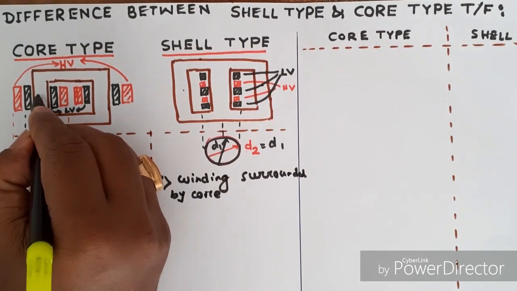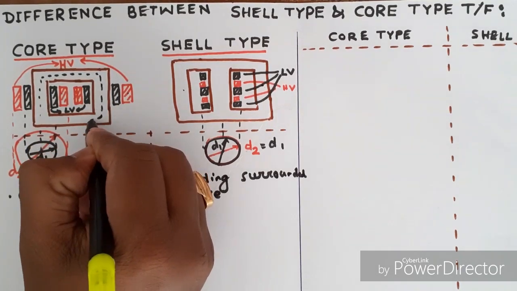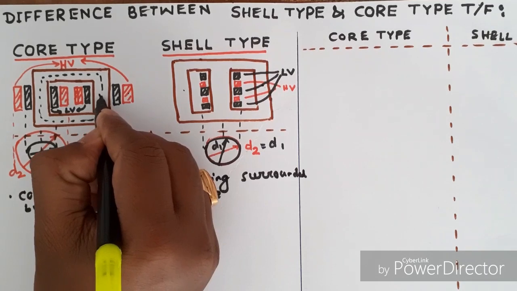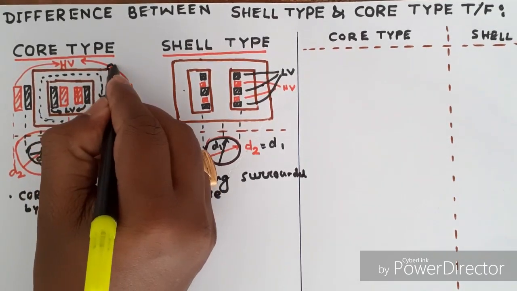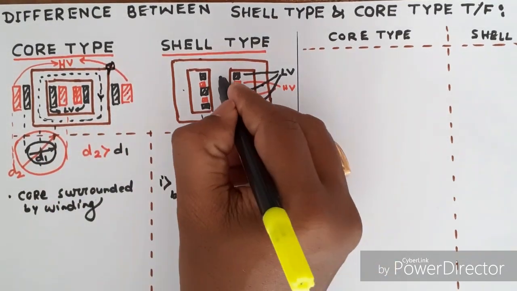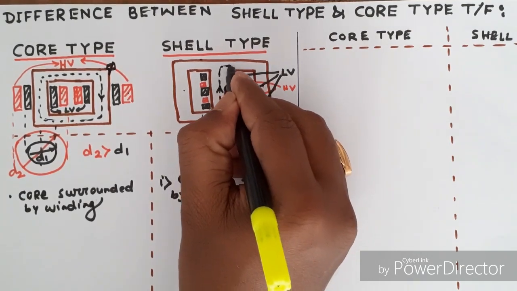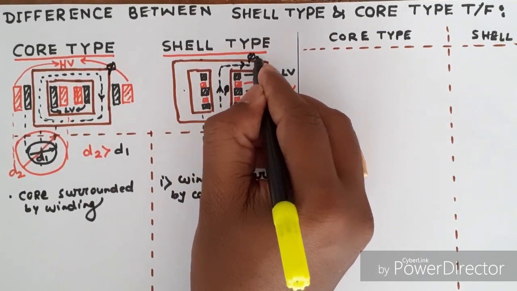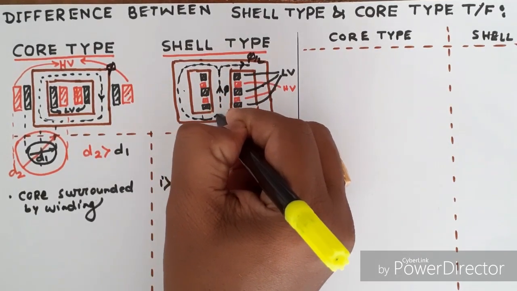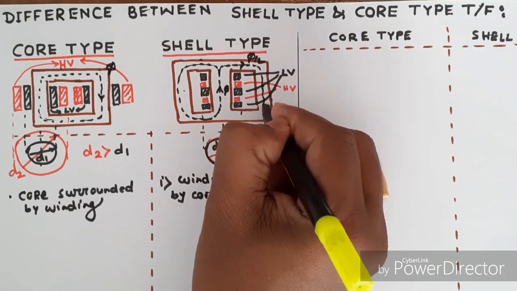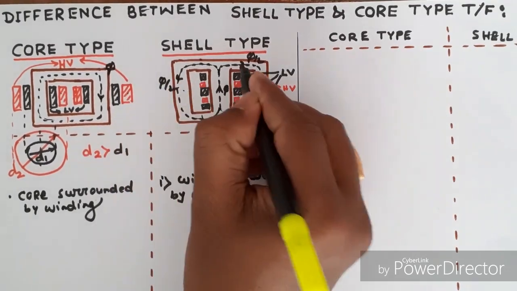Here, for passing of flux, only a single path is there, and all over the core the flux is phi. In shell type transformer, the flux phi is divided into two parallel paths, phi by 2 and phi by 2. Phi by 2 returns back here, and this phi by 2 returns back in this direction.